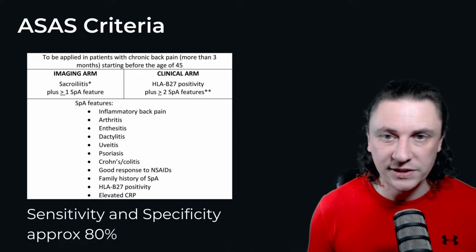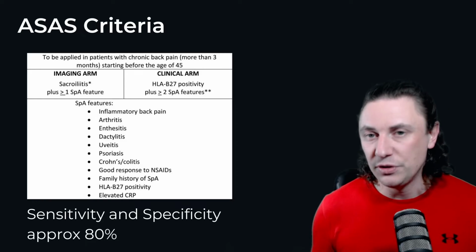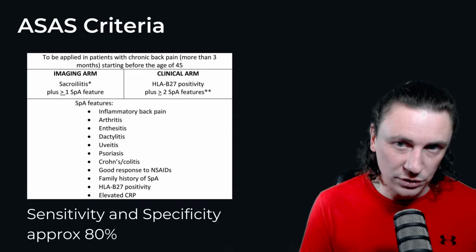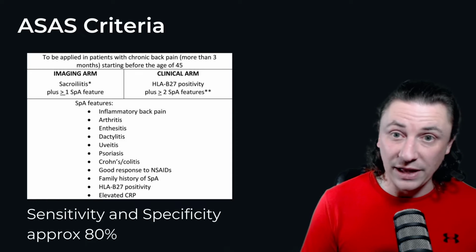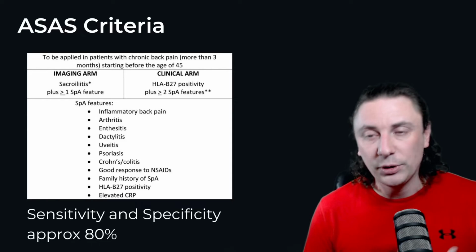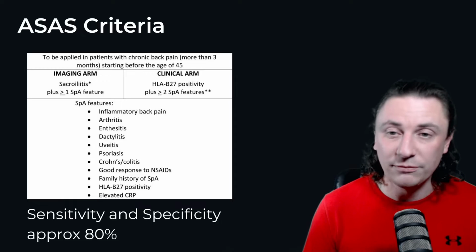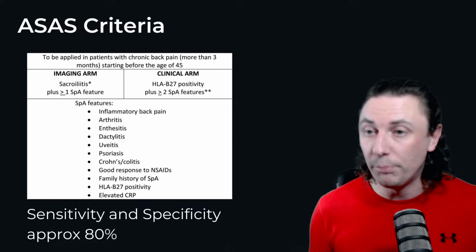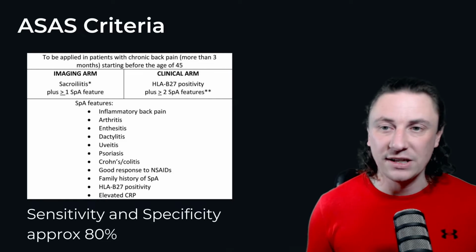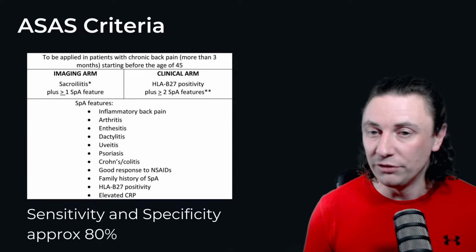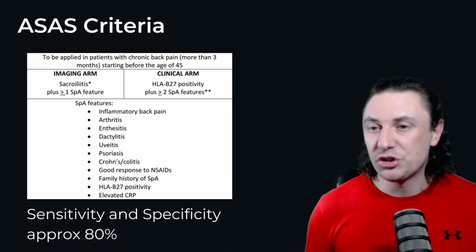So there are some restrictions here to the ASAS criteria, because as we've talked about, in the imaging arm you have to have the imaging, and obviously in the clinical arm you have to have that HLA-B27 positive blood result. You need one or the other, or both at least. So that does lead us to a bit of a restriction for the use of this, really.